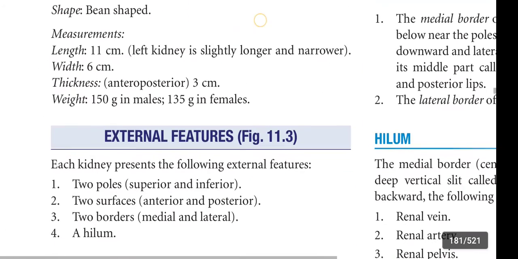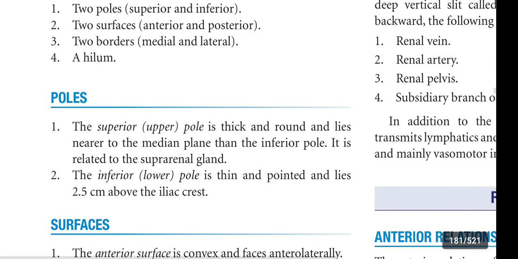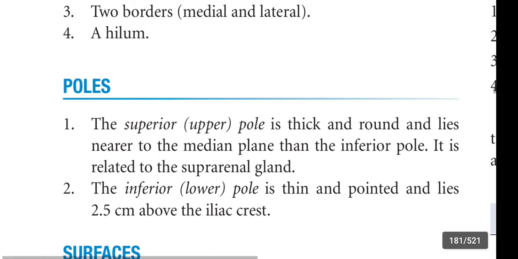Coming to the poles, the superior or upper pole is thick and round and lies nearer to the median plane than the inferior pole. It is related to the suprarenal gland. The inferior or lower pole is thin and pointed and lies 2.5 centimeters above the iliac crest.